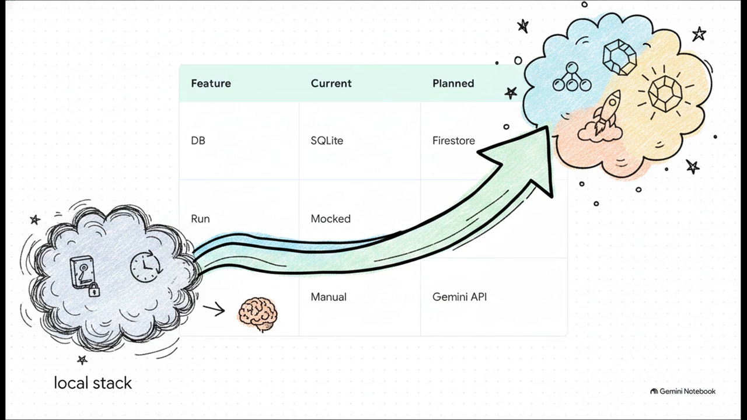But to support truly advanced autonomous AI capabilities, the architecture detailed in the white paper is undergoing a massive migration from this local stack to a robust cloud-native environment. The database is shifting from SQLite over to Firebase Firestore. Job execution is moving from a simulated local interval loop to Google GenKit running on Cloud Run, and the AI integration is leveling up to utilize the highly capable Gemini 3.5 Pro and Flash APIs.